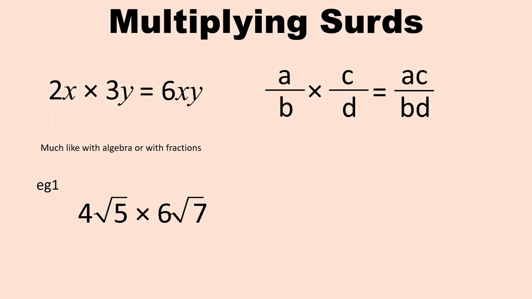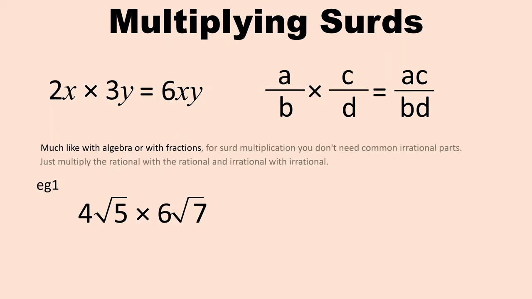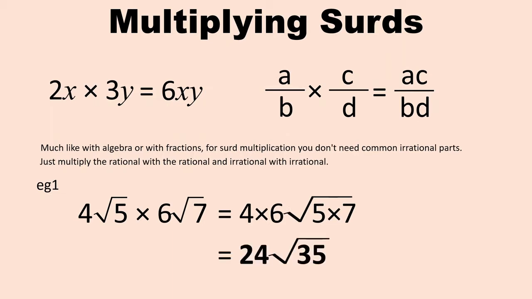So looking at our first example here where we're multiplying two surd terms together, I'll multiply the rational parts together, so 4 times 6, and I'll multiply the irrational parts together, so I'll multiply the 5 times the 7. So that's simply going to be 24 times the square root of 35.